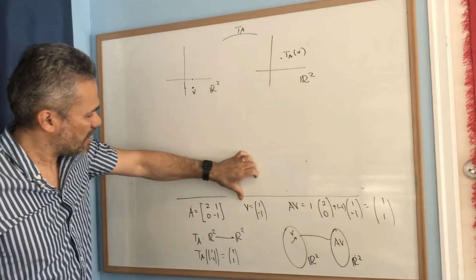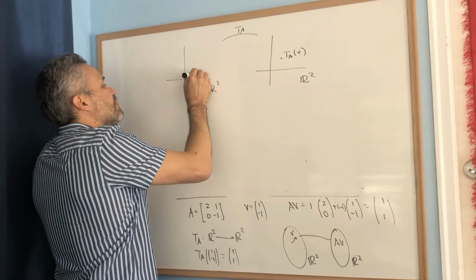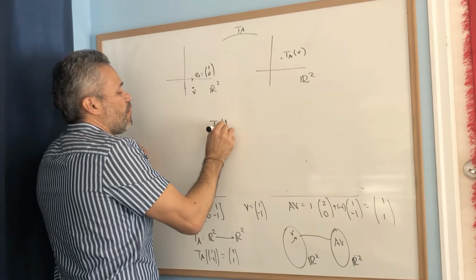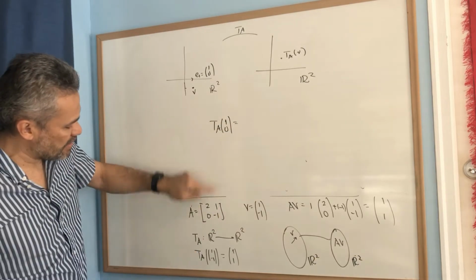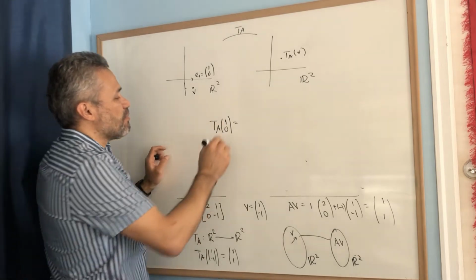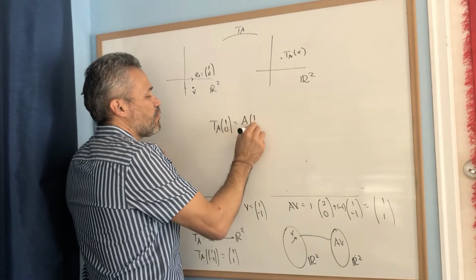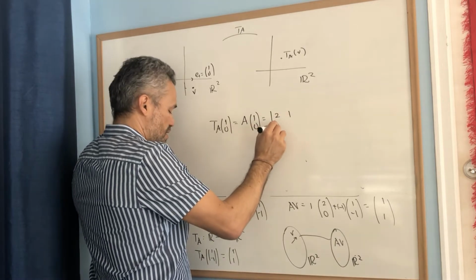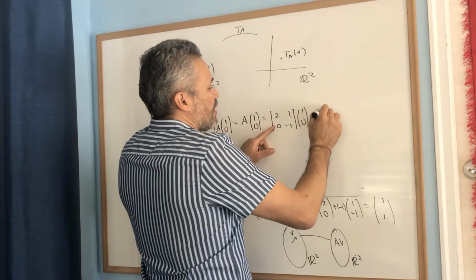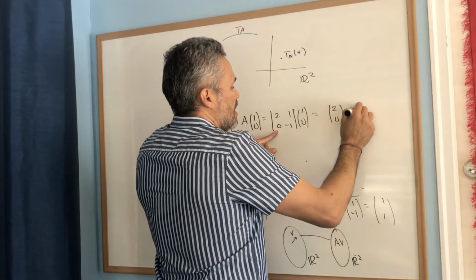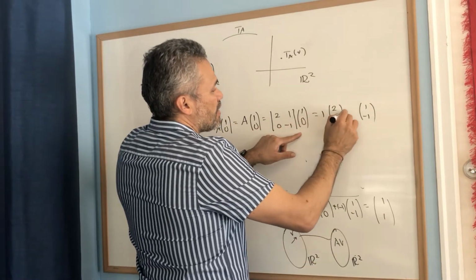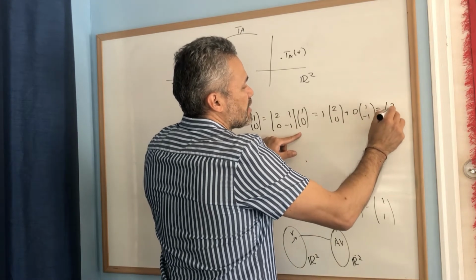Let's suppose what happened with this vector. This is the vector E1. E1 is the vector 1, 0. What is T of A of 1, 0? Sometimes we omit the two parentheses. Technically we need two parentheses, but we just say T of 1, 0. By definition, this is just A evaluated at 1, 0, which is 2, 1, 0, negative 1 times 1, 0. This is a linear combination of the columns 2, 0, and 1, negative 1. What do I use as weights? I use a 1 and a 0. What do I get? 2, 0.